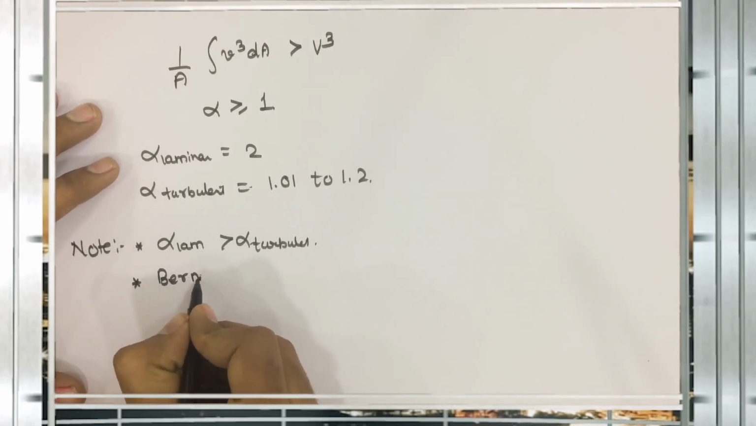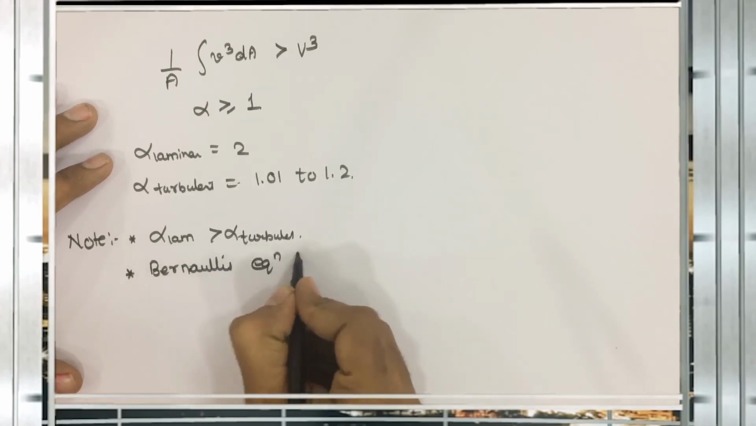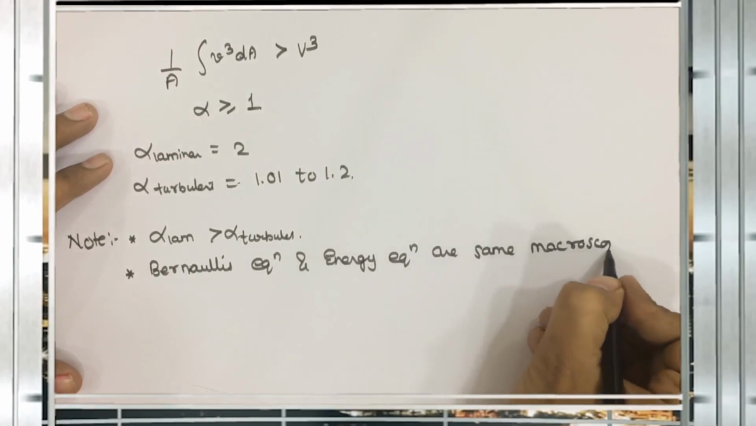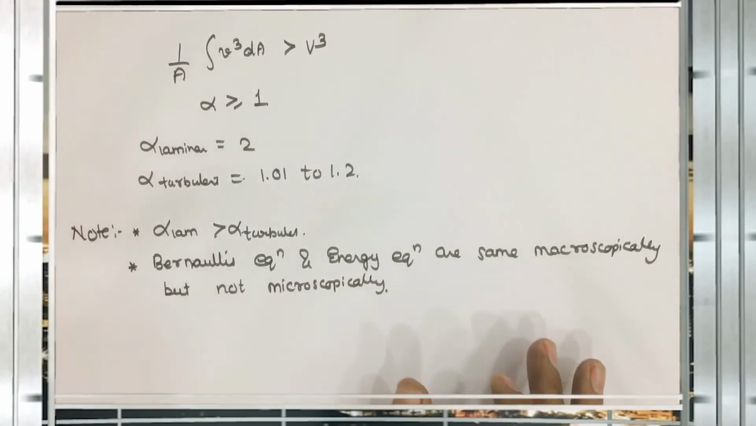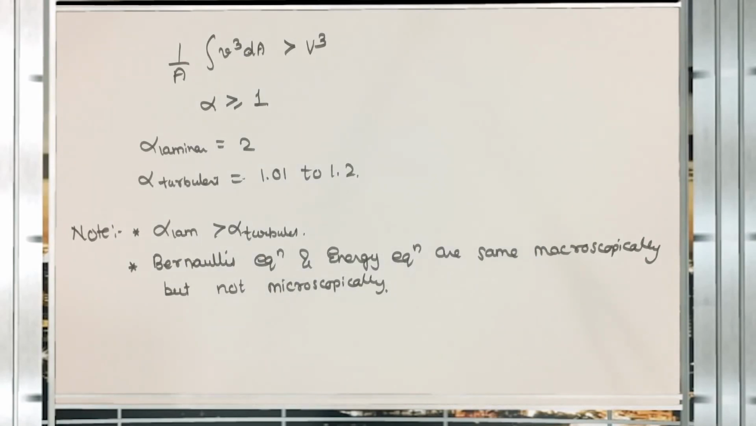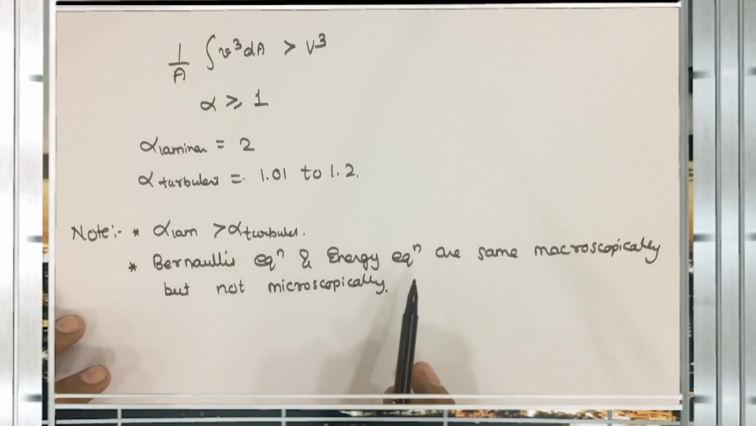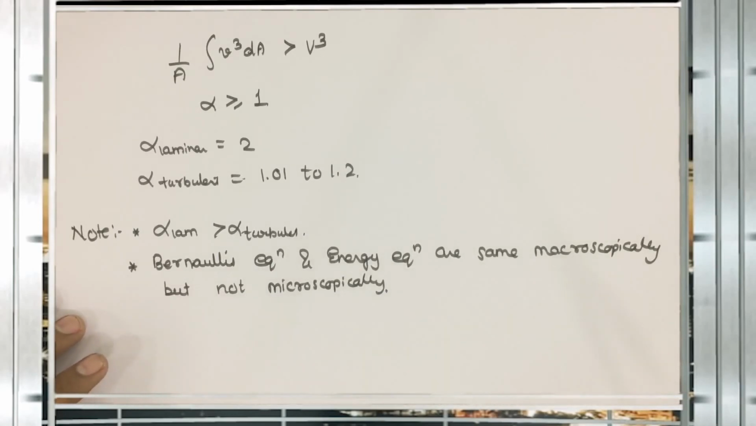Bernoulli's equation and energy equation are same macroscopically. That means macroscopically both equations are same. Bernoulli's equation is equal to the energy equation, you can say macroscopically, but not microscopically. Microscopically there will be a difference, because when we go for the microscopic condition, we will have to consider the kinetic energy of each and every particle. So Bernoulli's and energy equation are same macroscopically but not microscopically.